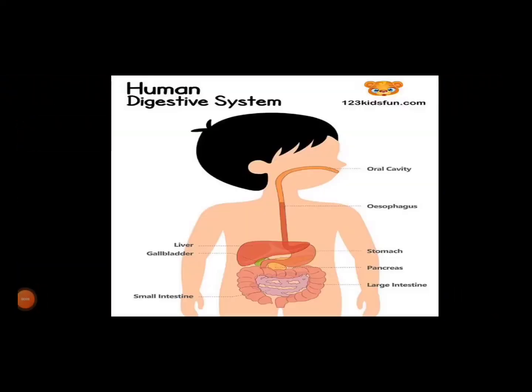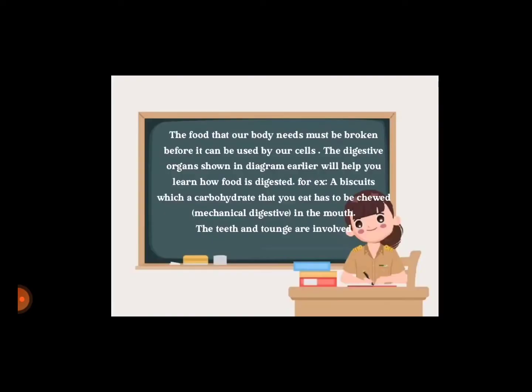The human digestive system: oral cavity, esophagus, liver, gallbladder, stomach, pancreas, large intestine, small intestine. The food that our body needs must be broken down before it can be used by our cells. The digestive organs shown in a diagram earlier will help you learn how the food is digested. For example, a biscuit, which is a carbohydrate that you can eat, has to be chewed, mechanically digested in the mouth. The teeth and the tongue are involved.